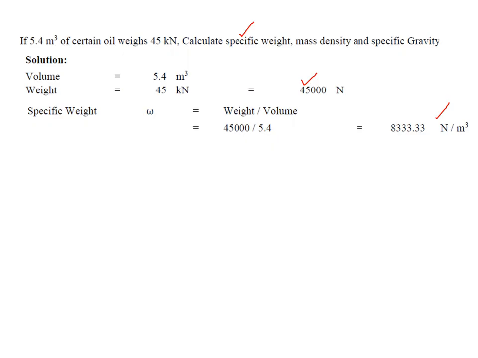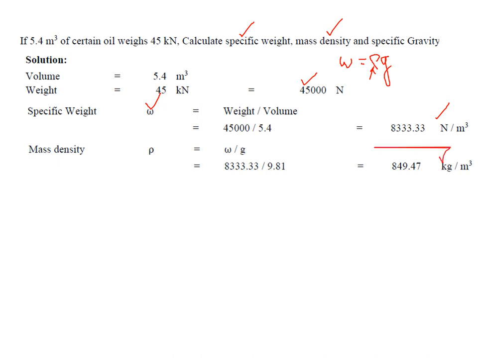So now you know specific weight. Specific weight is nothing but rho into g. So therefore the density can be calculated. Take specific weight and divide by 9.81, and you will get rho, which is in kg per meter cube. So mass density is nothing but specific weight divided by acceleration due to gravity. So you take 8333.33 divided by 9.81, and you will get 849.47 kg per meter cube.